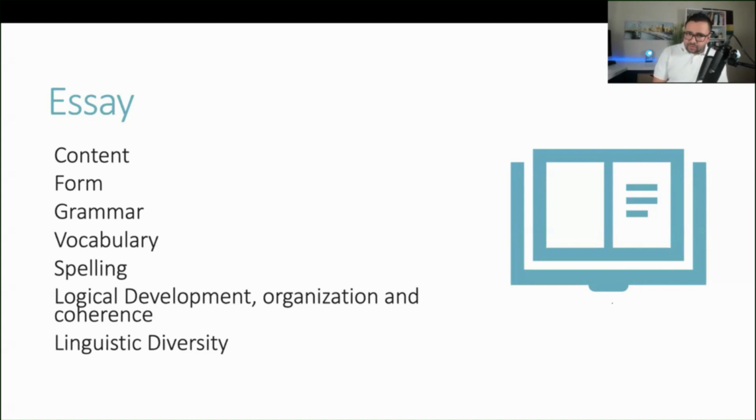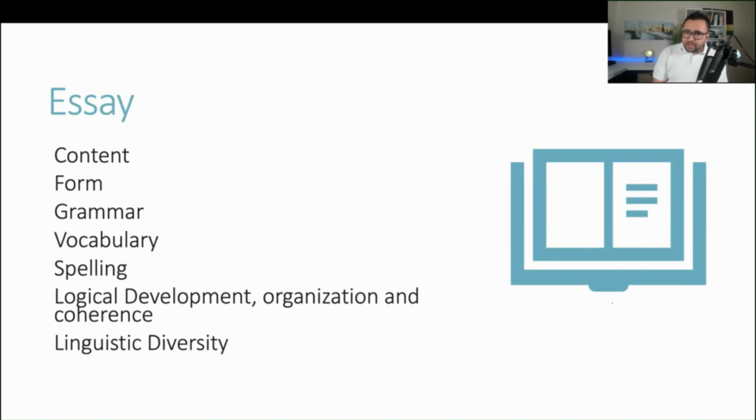So the maximum score is 15, and the tips for getting 15 out of 15 is: first, answer all the questions asked. Second, make sure that you have written between 200 to 300 words. Third, proofread your work and do not write any word which you are not confident to spell.